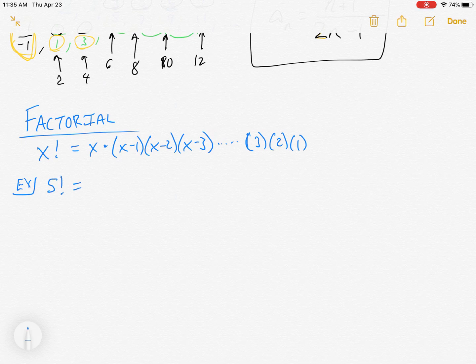Maybe I should even show this. 3, 2, 1. So you work your way all the way down to 1. Let me show what I mean with an example. So when someone says 5 factorial, you could put this in your calculator.